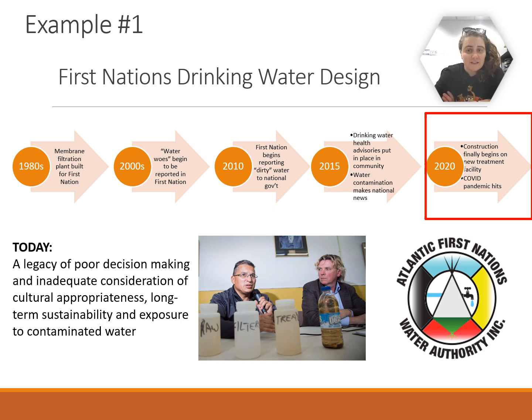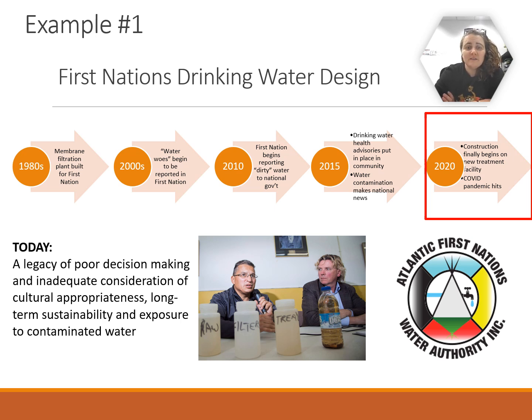And basically this history of very poor decision making that does not consider what's appropriate for the community has led to a long-term sustainability issue. You can't sustain this system, and people have been exposed to contaminated drinking water for years. I just talked to somebody who works for the First Nations Water Authority recently, and they are just now getting a new water treatment plant in 2024 after this legacy of very poor decision making.